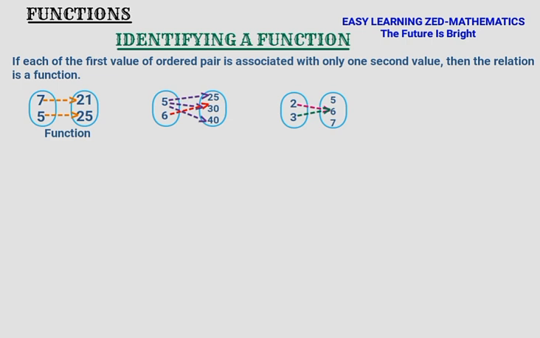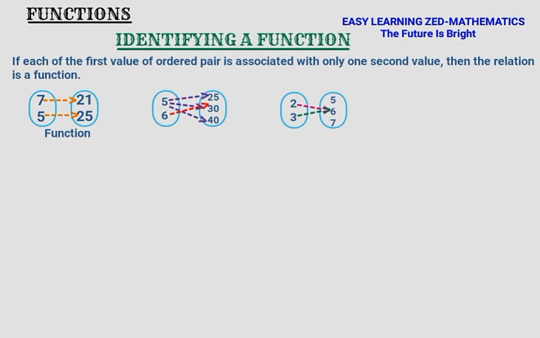Now when we come to the second example, where we have 5, 6, 25, 30, and 40. Remember, in these examples I've written, the relationship is factor of. All the three we are just considering factor of. So 5 is a factor of 25, 5 is also a factor of 30 as well as 40. As you can see, 5 has 3 images, then 6 has just one image, which is 30.